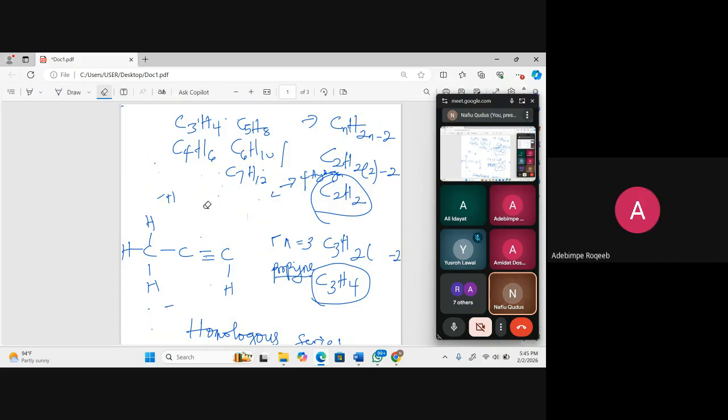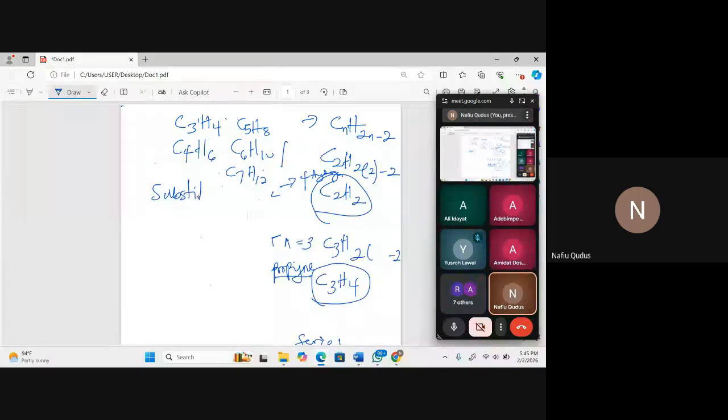Now, let's go to the substituent. As we said, we have the alkyl group for the substituent. And the alkyl group has the general formula CnH2n+1. Are we together?